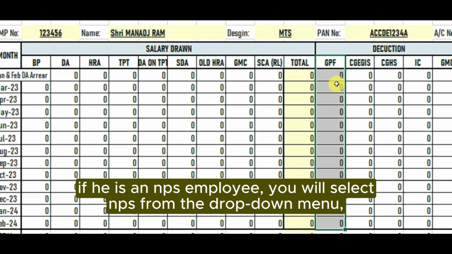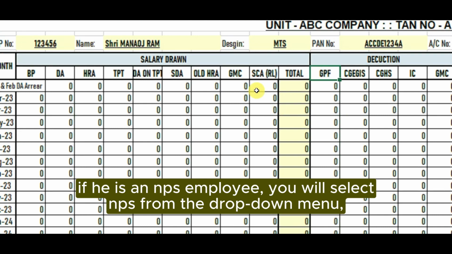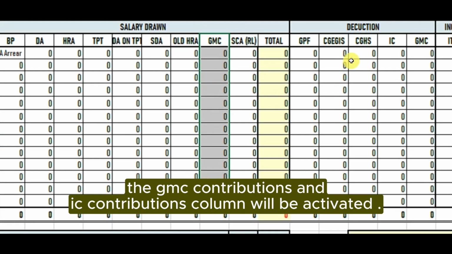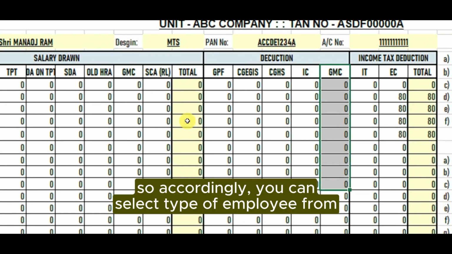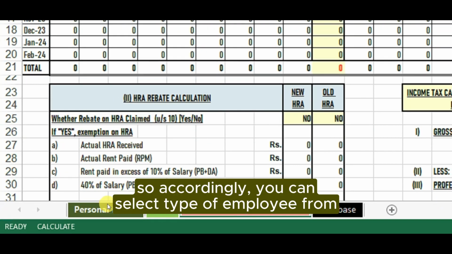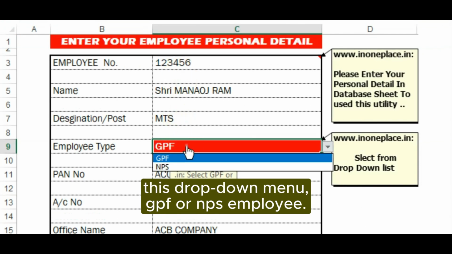If he is an NPS employee, you will select NPS from the drop-down menu. The GMC contributions and I contributions column will be activated. So accordingly, you can select type of employee from this drop-down menu, GPF or NPS employee.